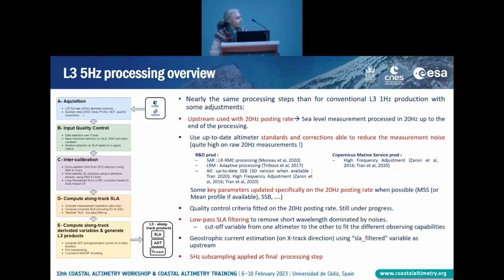We also try to estimate geostrophic currents in the across-track direction, using upstream the filtered sea level anomaly produced by the previous step. And as I said before, the final step is to subsample the sea level in order to deliver a 5 Hz product to the users. Why 5 Hz and not 20 Hz? Because we consider that it's a good compromise between the observing capability of this product and the user needs.